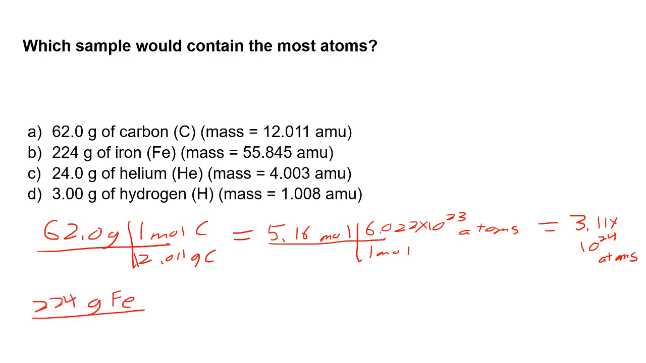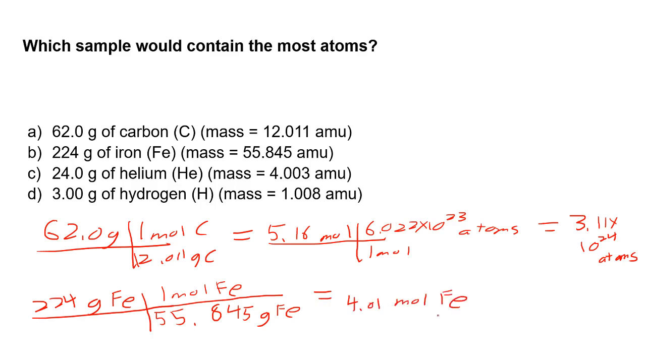So I've got 224 grams of iron. I know that there are going to be 55.845 grams of iron for every 1 mole of iron. Here our grams are going to cancel, so we'll be left with moles. And we're going to get that there are 4.01 moles of iron. So that means that currently my carbon has the most atoms, iron's going to have fewer. And if you go through and take your 4.01 and multiply it by 6.022 times 10 to the 23rd, you'll find that you would get 2.41 times 10 to the 24th atoms, which is indeed less than our carbon.